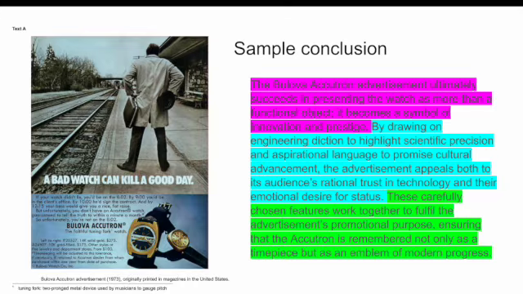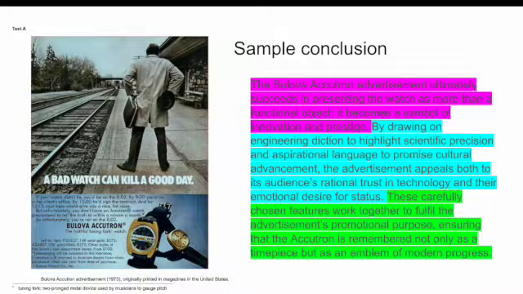So the conclusion says, The Bulova Accutron advertisement ultimately succeeds in presenting the watch as more than a functional object. It becomes a symbol of innovation and prestige. By drawing on engineering diction to highlight scientific precision and aspirational language to promise cultural advancement, the advertisement appeals to both its audience's rational trust in technology and their emotional desire for status. These carefully chosen features work together to fulfill the advertisement's promotional purpose, ensuring the Accutron is remembered not only as a timepiece, but as an emblem of modern progress.